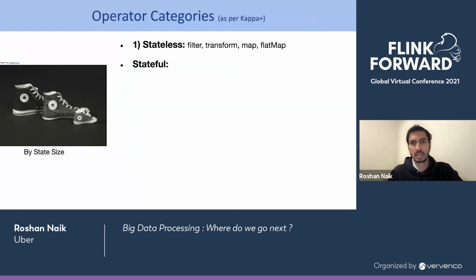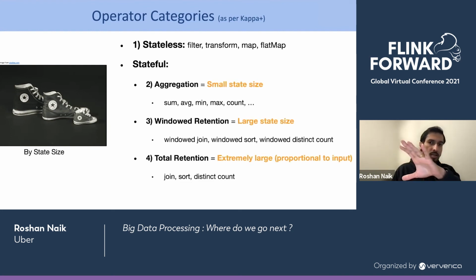This next slide is taken from the Kappa Plus architecture presentation. It introduces a framework on how to think about classifying operators based on their state requirements, because it's very useful to have something like this to estimate your job's resource requirements. And that's very useful when you're thinking in terms of scale. This categorization system basically talks about the stateful and the stateless operators. Category 1 is stateless operators, and categories 2, 3, and 4 are stateful.